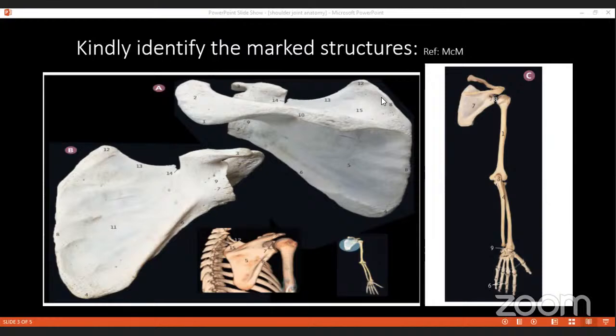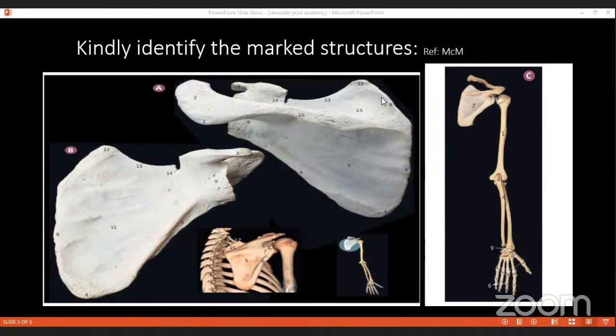Can you please tell me what you understand by the term quadrangular space? How is it bounded, and what are the contents of it? Basically, there are three spaces within the shoulder girdle. The quadrangular space is bounded inferiorly by the teres major, superiorly by the teres minor and shoulder joint, laterally by the humerus, and medially by the long head of triceps.